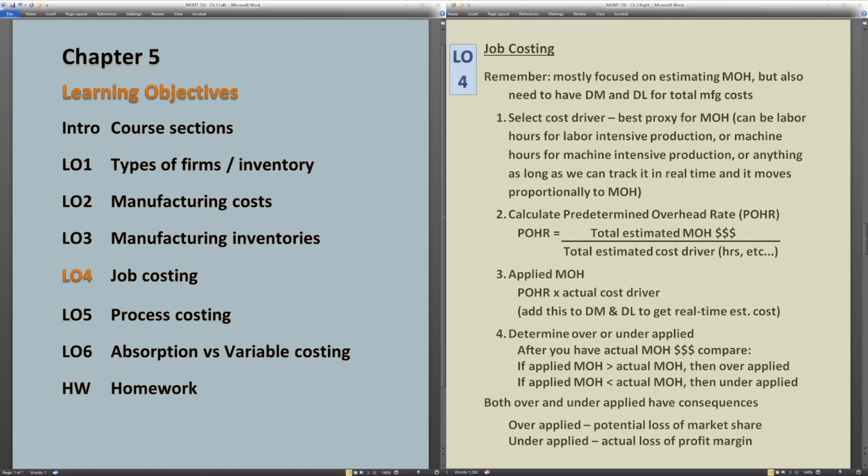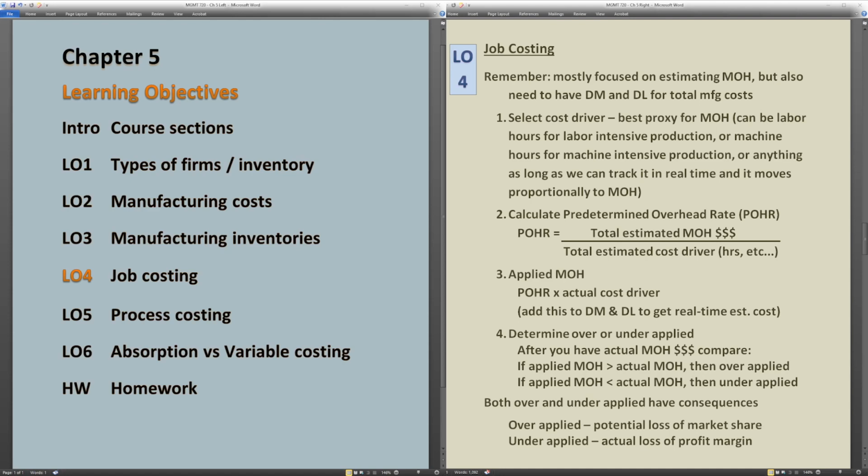We can say there could be X amount of manufacturing overhead dollars per one machine hour. So once we come up with this rate, and notice the rate is using total estimated on both the top and the bottom, both the numerator and the denominator. So steps 1 and 2 are done before production happens. Step 3 is done while production has happened.